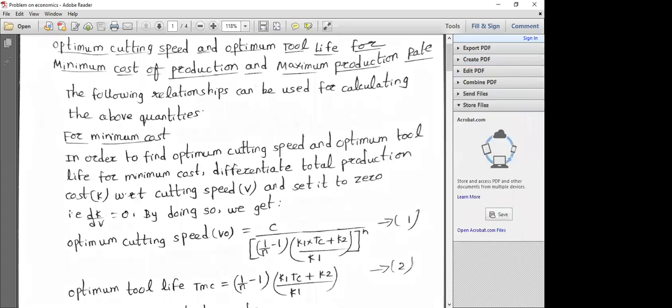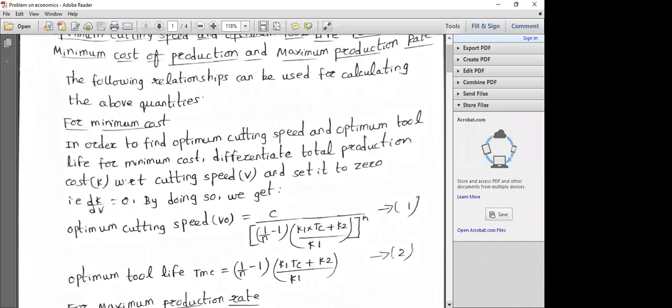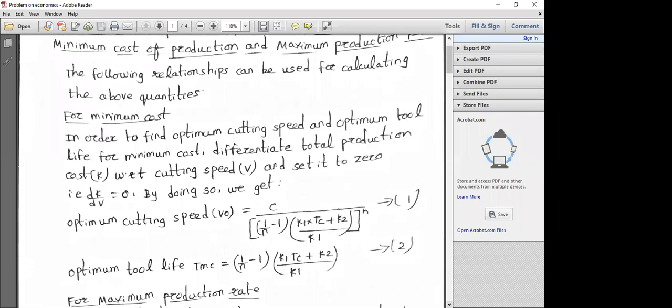Again you have to go for the optimum tool life. The optimum tool life is given by TMC equal to 1 by n minus 1 into (K1 TC plus K2) by K1. So just try to see these particular equations. These equations are very much useful in the ensuing problem we'll try to do.